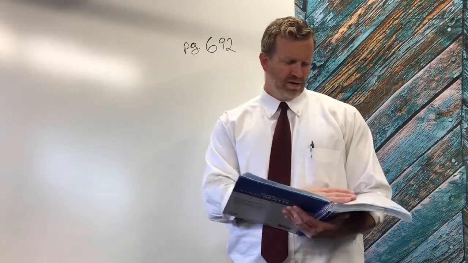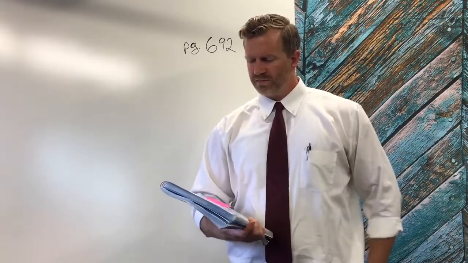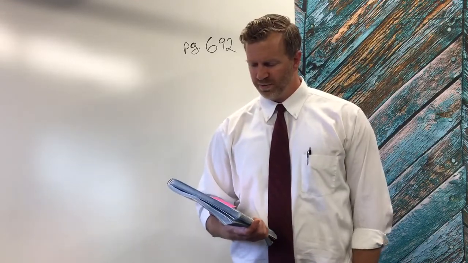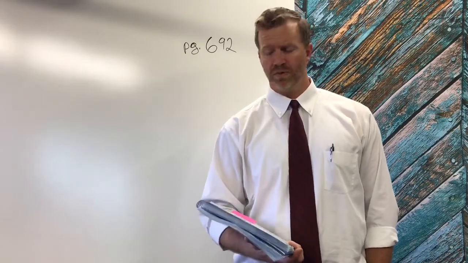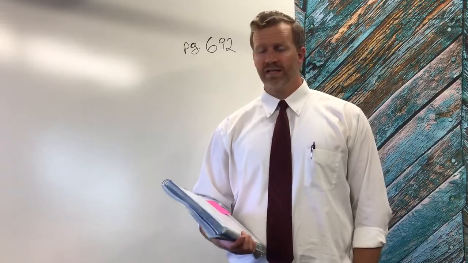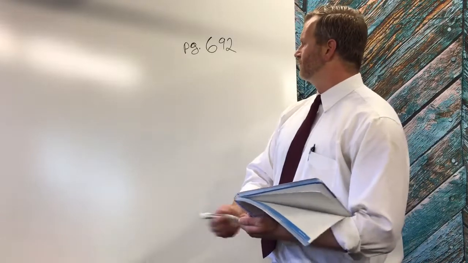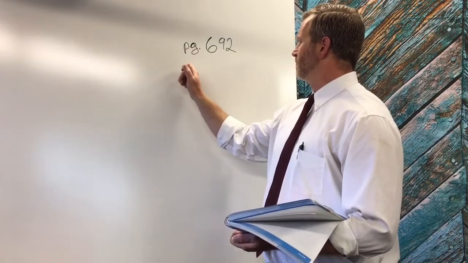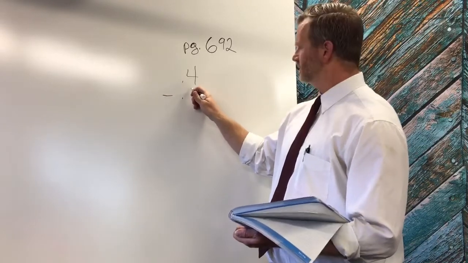Let's do this thing. Checking out the top of page 692, it says, for some subtraction problems, we need to add decimal places to perform the subtraction. If we subtract 0.23 or 23 hundredths from 0.4 or 4 tenths, we find there's an empty place. So if we put that example up here, we have 0.4 minus 0.23.